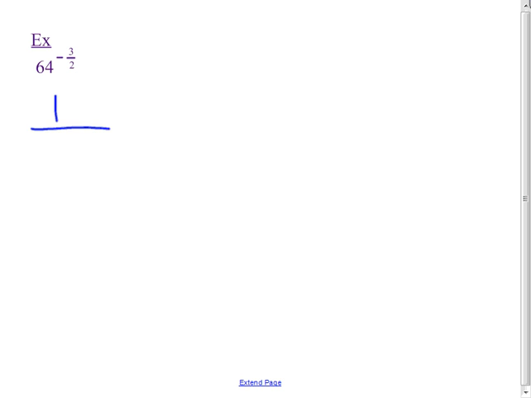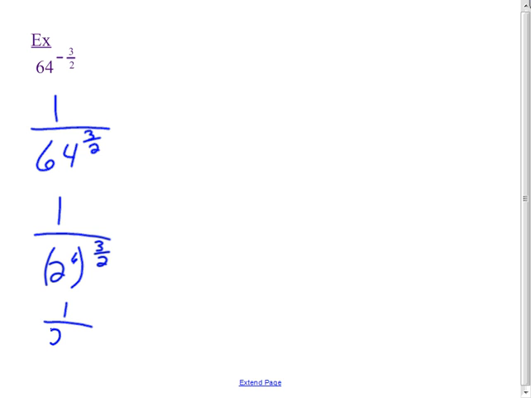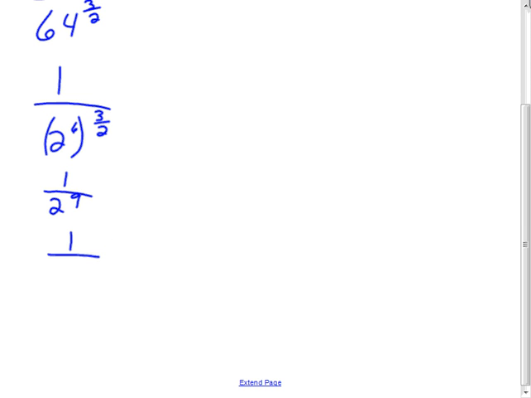So that negative exponent is just like saying 64 to the 3/2 power, 1 over that. Because it takes a negative exponent and pushes its location. So now I just rewrite my 64. 1 over 2 to the 6th, all to the 3/2. Power to a power we multiply like we did before, which gives me 1 over 2 to the 9th, which therefore is just 1 over 512.